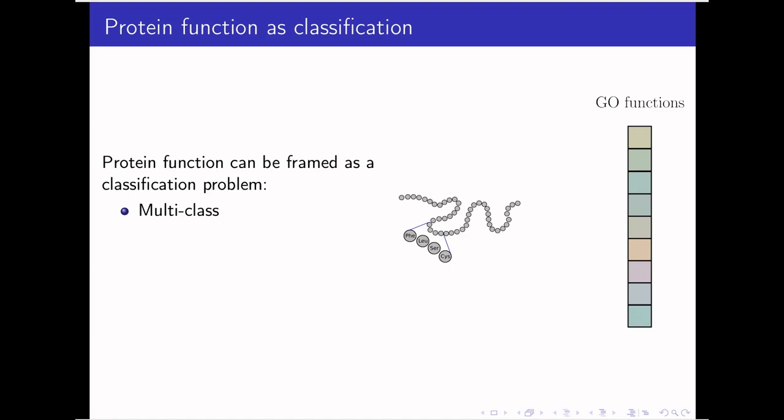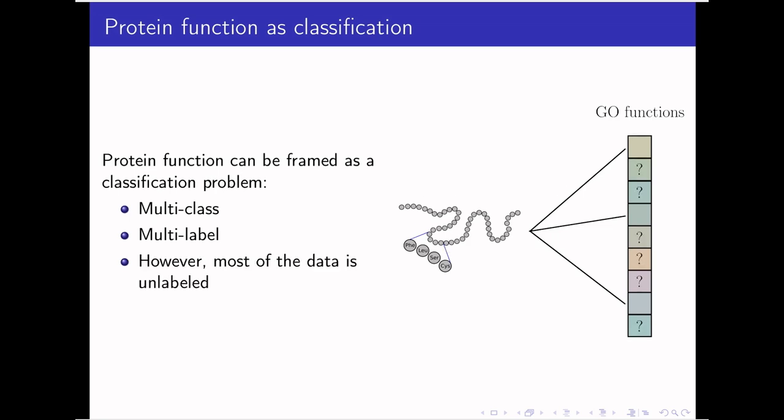From the computational point of view, protein function prediction has been addressed as a classification task. In this context, it can be framed as a classification problem because it is multi-class, as we have many GO functions to classify over, and also multi-label, because one protein can be assigned more than one GO function.